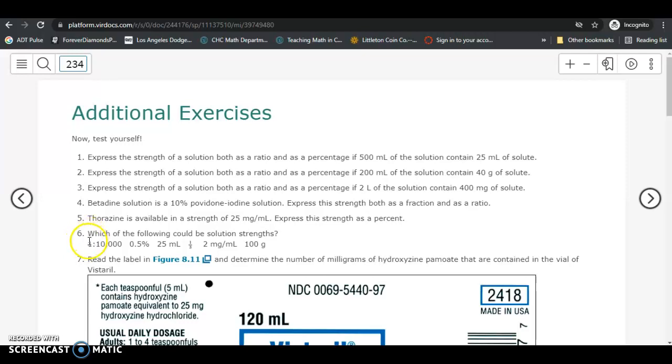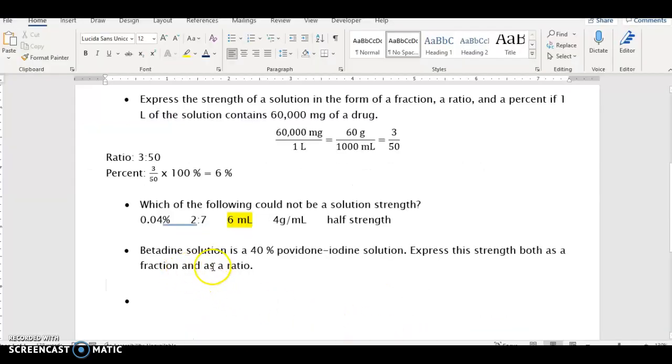The next example we're going to do is just like problem 4 in the additional exercises at the end of the chapter. The one we're going to do here in the video says Betadine solution is a 40% povidone-iodine solution, and it says to express the strength both as a fraction and as a ratio. So we don't have to worry about whether this is a solution with a liquid solute or a dry solute. All we need to do is take this percentage, 40%, and write it as a fraction.